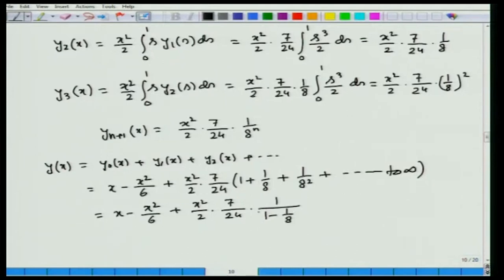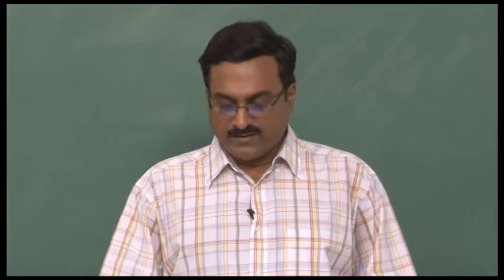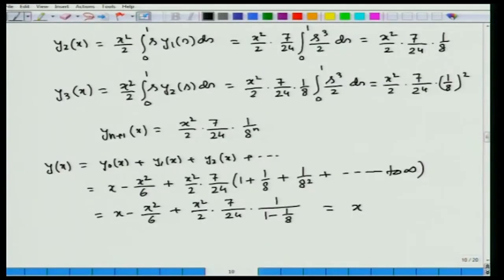So, ultimately it will be multiplied by 8 by 7, and then you can find this is equal to x only, because this minus x square by 6 term will cancel with this particular term, and therefore, y equal to x is the solution. So, this is the illustrative example of how we can solve this kind of Fredholm integro-differential equation using the Adomian decomposition method.